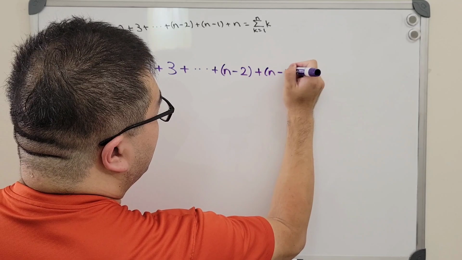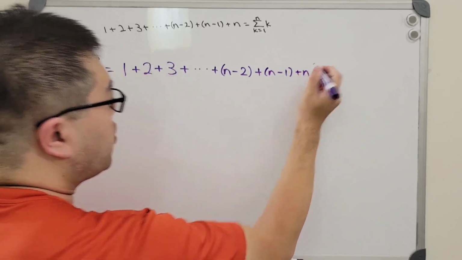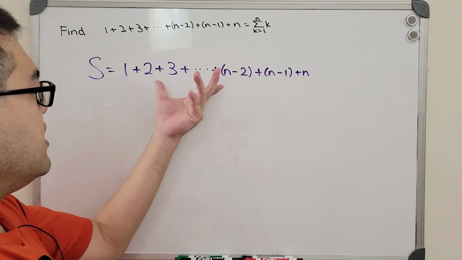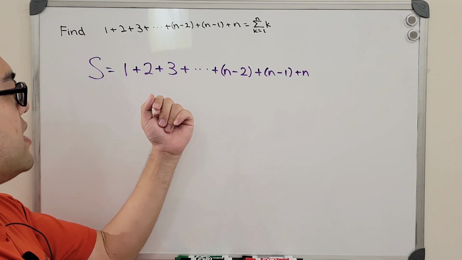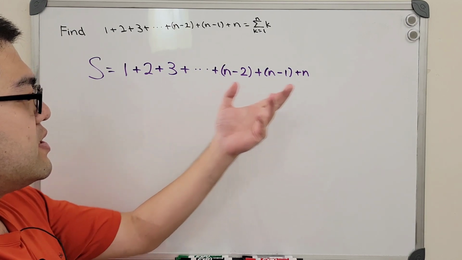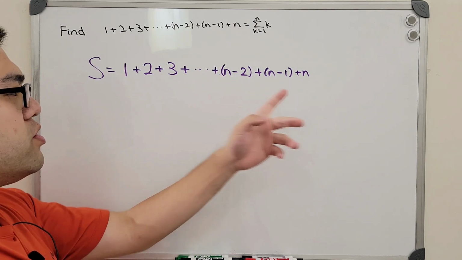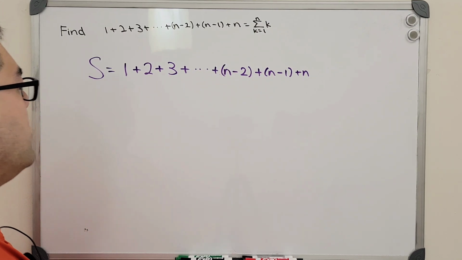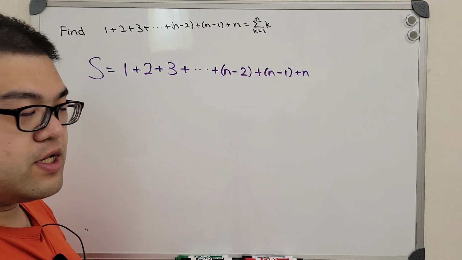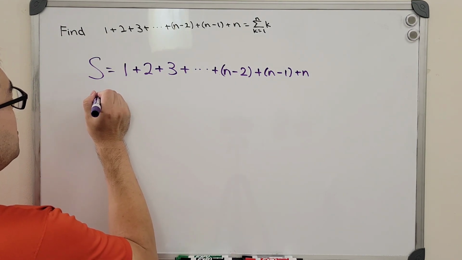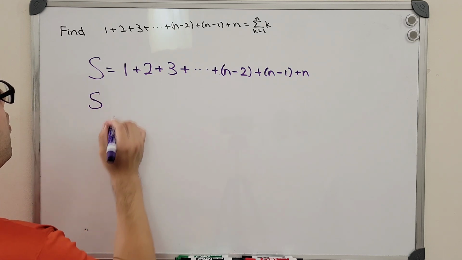Then, since we are adding finitely many terms, we know that no matter how we rearrange the order of this finite sum, we'll get the same result back. In other words, we'll get the same value regardless of the order of this finite series. In math, we call this absolute convergence. Then we can change our order in the following way.